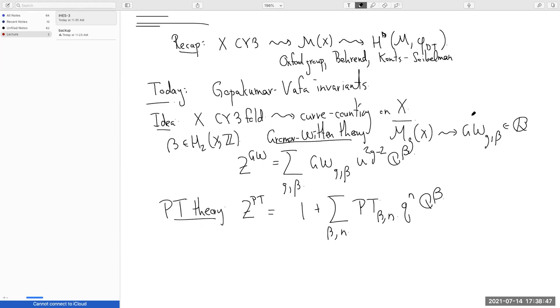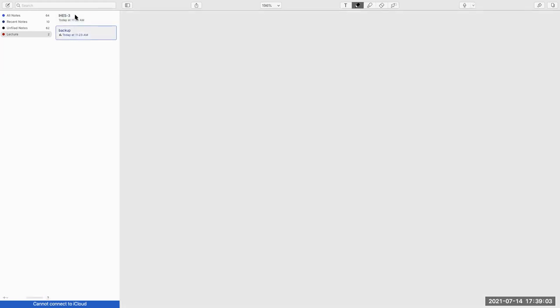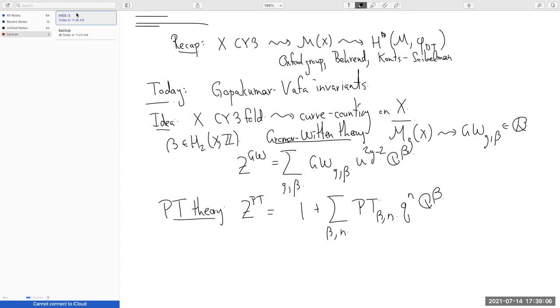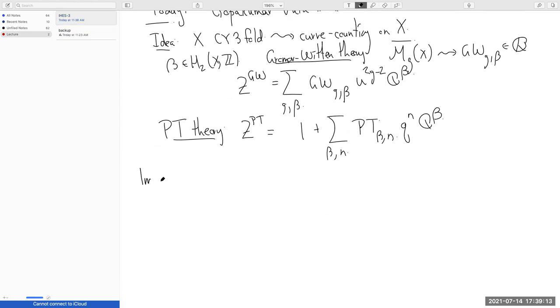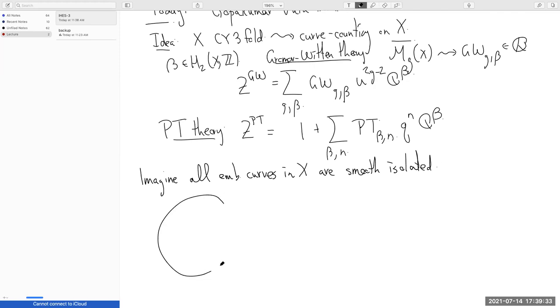And the proposal of Gopakumar and Vafa from the 90s was that there should really only be finitely many numbers that are controlling these generating series. When they were working, this sheaf theory perspective wasn't around yet, so they were really talking about the Gromov-Witten side. The way that we think about this, although this is not really how they phrased it, is that you have this Calabi-Yau threefold. Imagine you've perturbed the complex structure so that all the embedded curves in X are smooth and isolated. You can't really do this, but you can imagine.